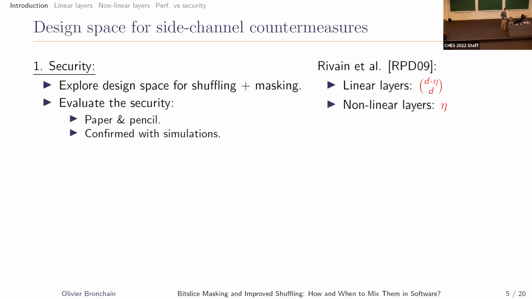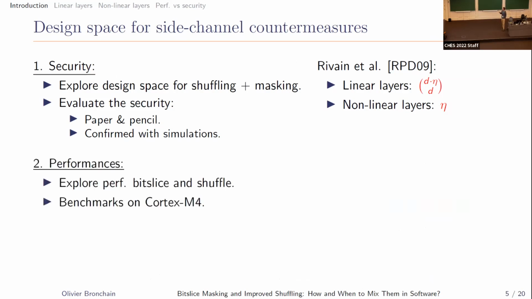In the paper, we discuss the cost versus security of this implementation. Of course, the first aspect is to explore security. So in this presentation and in the paper, we systematically explore the design space of shuffling plus masking. We did that with a paper and pencil approach, and then we confirmed that with simulation. We note that there is previous work by Riva et al. in 2009, where they were able to obtain some amplification of shuffling with masking for the linear layers, but not for non-linear layers, so for AND gates, and that's a contribution of our work.